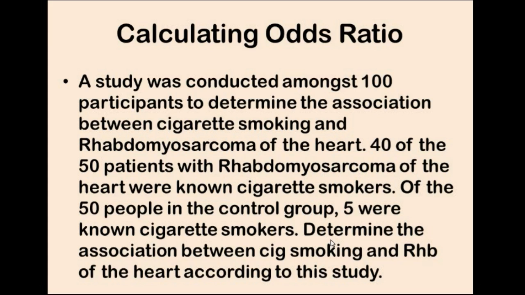Okay, now since we want to know what is the association between cigarette smoking and rhabdomyosarcoma of the heart, we want to determine the odds ratio. So now we're going to see what are the important things that we need to recognize from this question. So we want to first of all know what they're asking for, the risk factor. What is the risk factor or the exposure? And in this case it would be cigarette smoking. And what is the outcome? In this case it would be rhabdomyosarcoma of the heart.